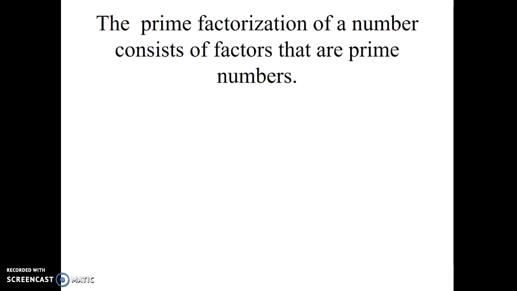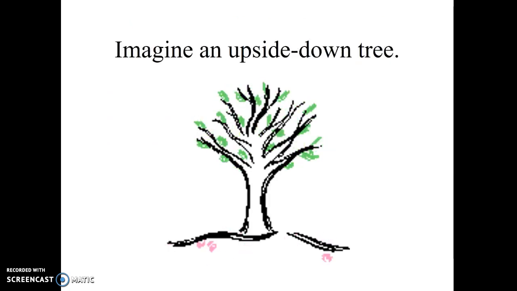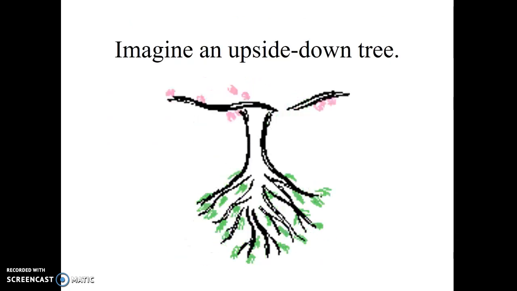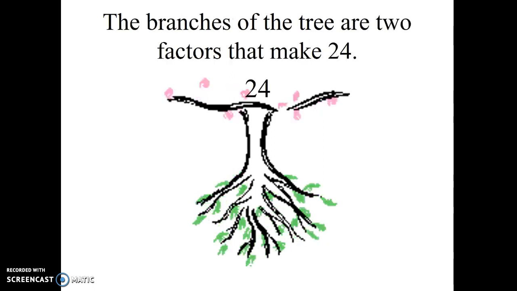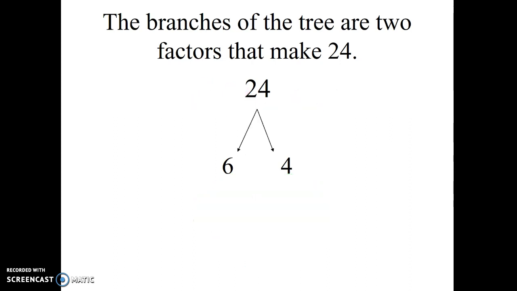So prime factorization of a number consists of factors that are prime numbers, and we like to imagine an upside down tree. Now let's look at 24 because that's a number that we are familiar with. And when we make our tree, the trunk of the tree would be our composite number, which is 24. And then the branches are the factors of 24. So 6 and 4. Now there are other ones we could have chosen, and we're going to come up with the same answer. We'll look at that a little later. But right now, we're going to pick 6 and 4.